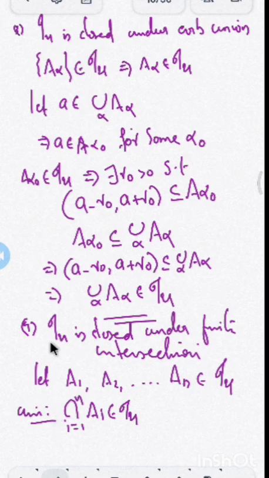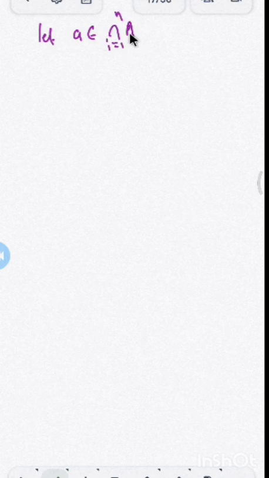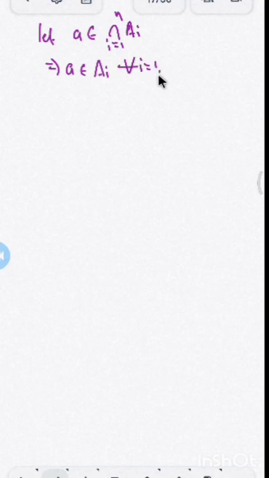So what do we want to prove? We take an arbitrary element from this set. This is a set. And we want some interval of the form A minus R, A plus R to belong to this intersection itself. Okay? I take, let A be a member in the set which should be in tau u, the intersection over i equal to 1 to n of Ai. When A belongs to the intersection, it implies A belongs to Ai for every i equal to 1, 2, 3, etc., n, by the definition of intersection.